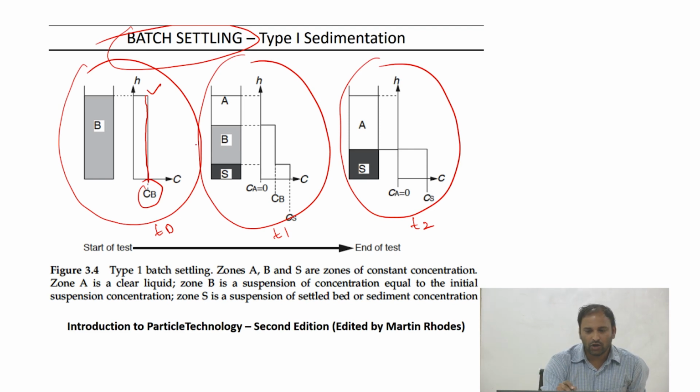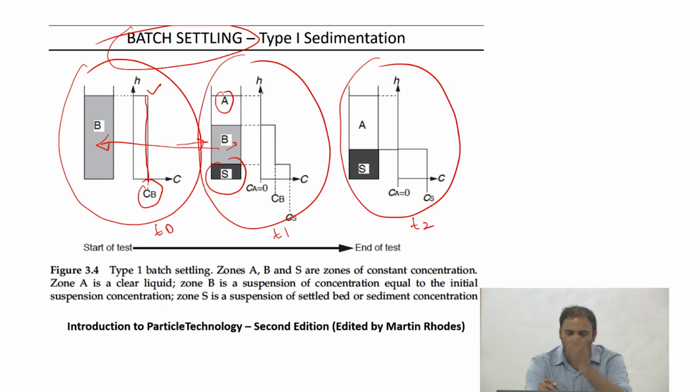That's the concentration of the particles that you start with, and it is uniform throughout the height. Now with time, you'll start seeing different zones form in the container. There could be a zone A with clear liquid, meaning there are no particles, all the particles in that upper layer have come down. You have a zone B where the concentration of the particles is exactly the same as the concentration you started off with. And then at the bottom you have S, the sediment, where the particle concentration is very high.